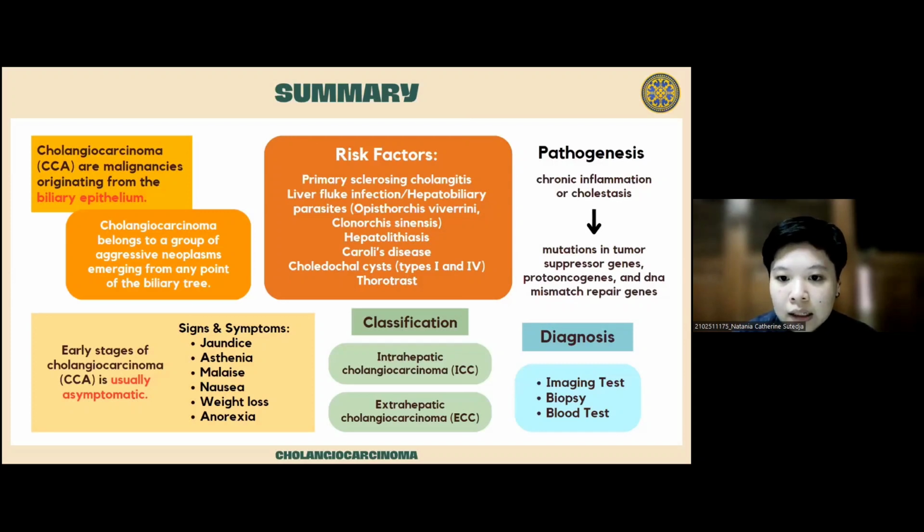And how to diagnose cholangiocarcinoma is by imaging test, biopsy, and blood test.